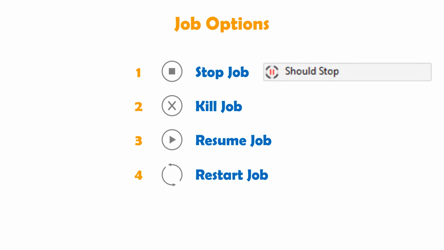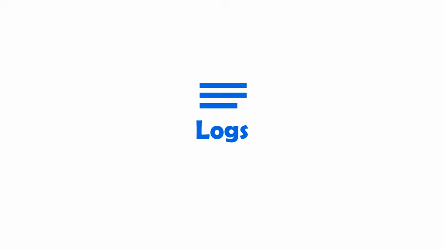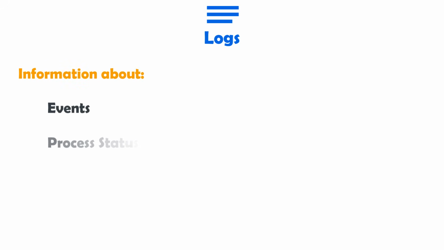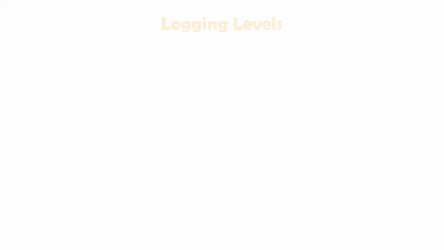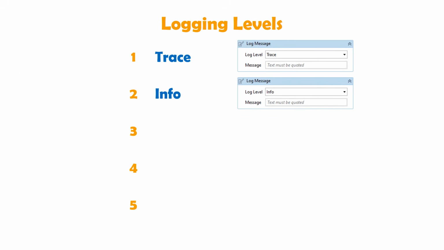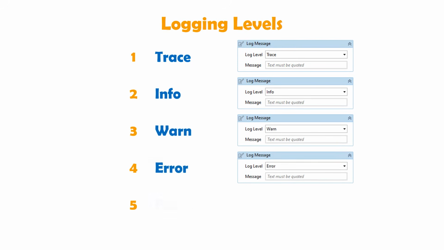We can also see the job logs. But what do logs mean? This is the next component in Orchestrator. Logs are information about the events, process status or transactions. These are for problem analysis, or for the reconstruction of transactions. There are different logging levels in Orchestrator. These are trace, info, warn, error, fatal.